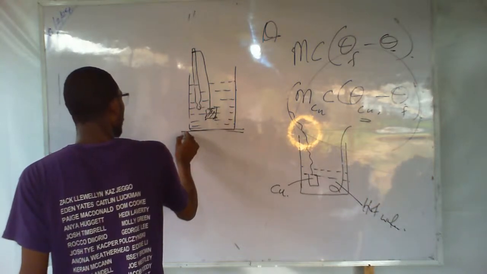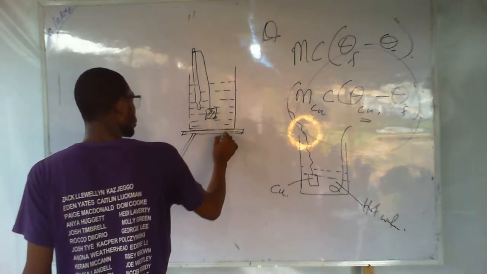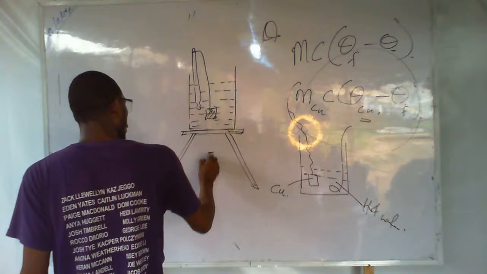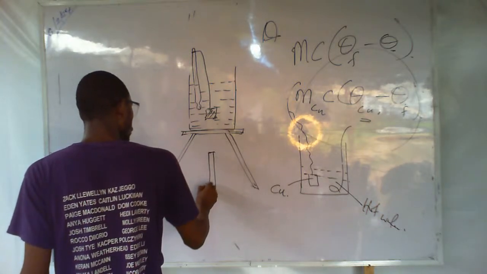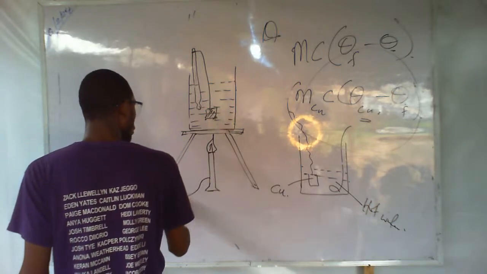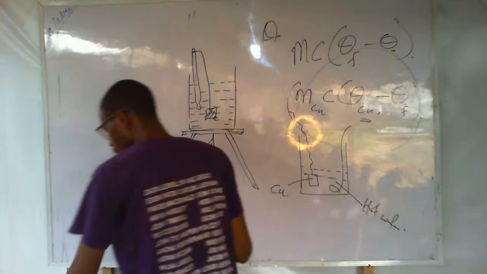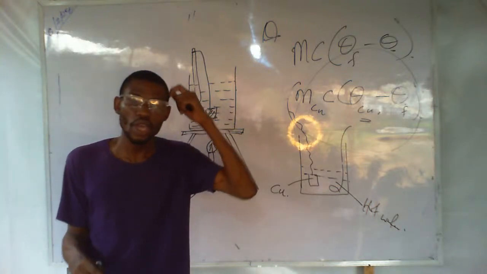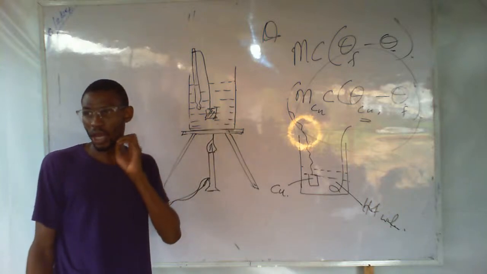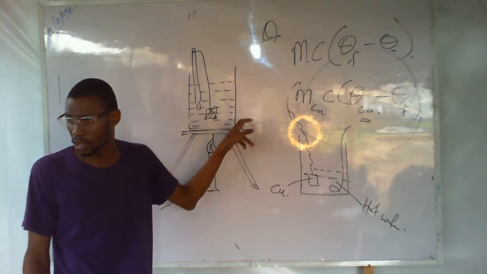Please, if you are viewing this, I want you to draw. So this is our tripod stand. So we have our Bunsen burner. We are supplying heat. So this is our hose. Now write this as the solid with unknown specific heat capacity. We don't know the specific heat capacity of this.